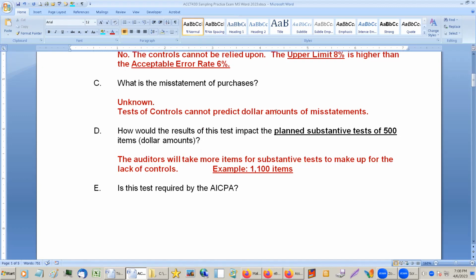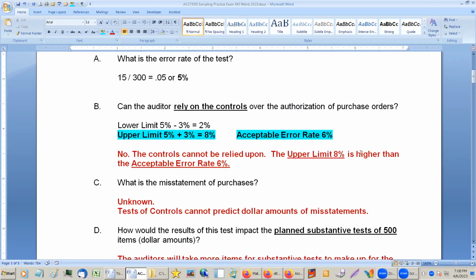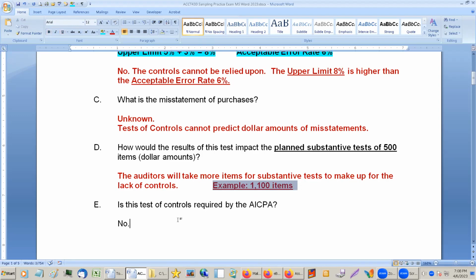Is this test required? I should say test of controls. Required by the AICPA? No. You could, instead, if you wanted to just ignore the controls and say, I don't want to test the controls, or maybe it'll take too long to test the controls. We're just going to jump right to the 1,100 items and take that instead of the controls. We'll be just as happy. If we tested the controls and took 500 items, or if we just took 1,100 items, we'd be just as happy. So, no.